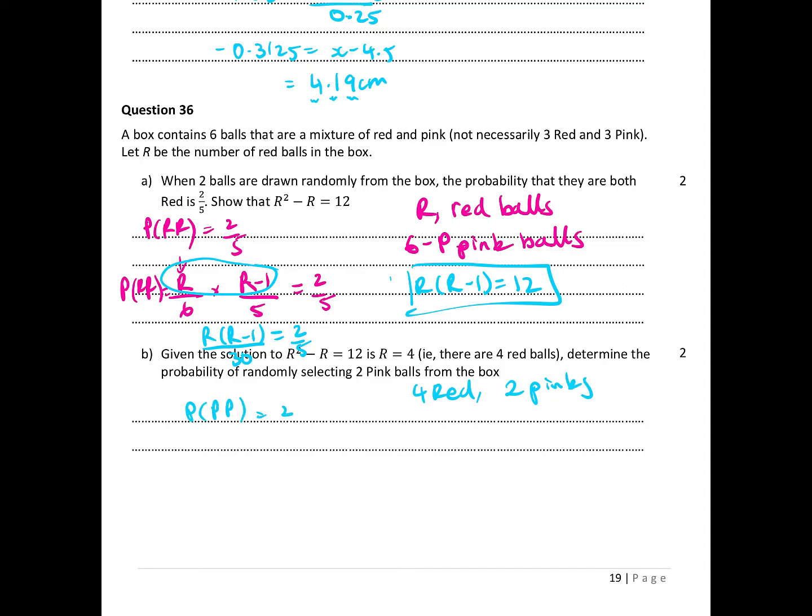It's simply going to be 2 over 6 times 1 over 5. 2 over 30. And the idea is there are 2 pink balls on first selection, and then I'm not putting it back, so now there is 1 more pink ball to choose out of the 5 left. And simplifying that on your calculator, you get 1 out of 15.